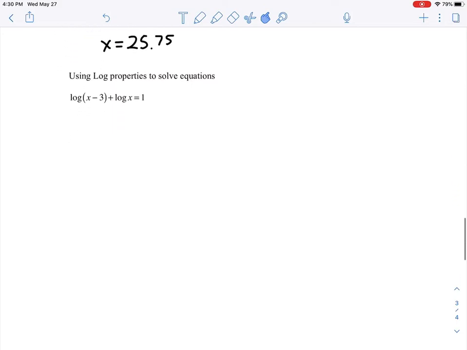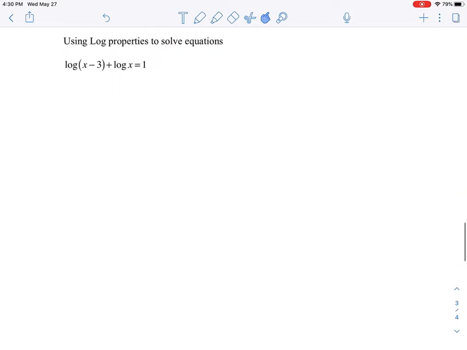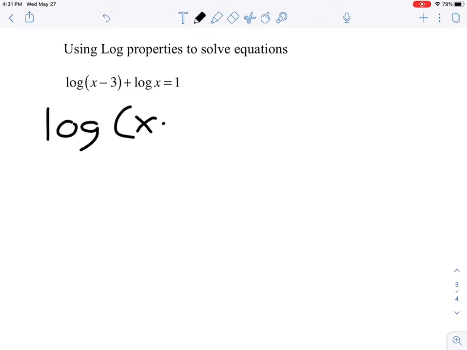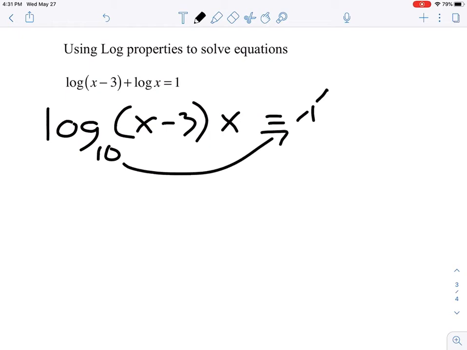Next one. Take a look at this one. Looks really tough. I can never do that. Yes, you can. Take a look. This addition between these two logs becomes multiplication. So now what I have is log of x minus 3 times x, equals 1. That's log base 10. Drop it down, kick it up.